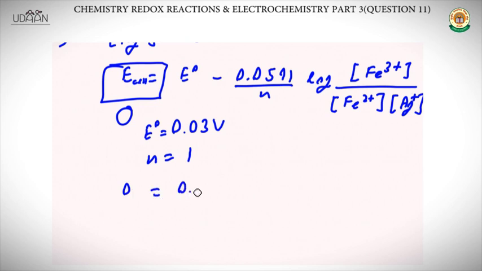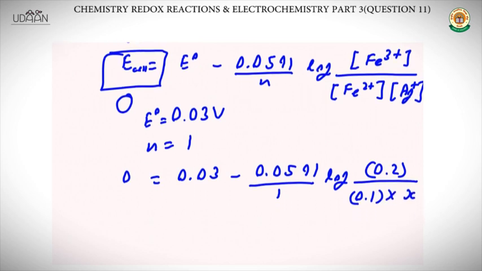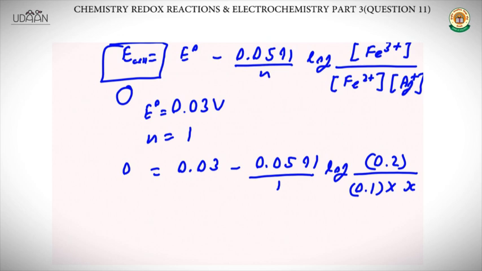So 0 equals 0.03 minus 0.0591 by 1 log of 0.2, which is given in the question, by 0.1 into x, which we have assumed to be x. Now we'll solve this equation. This is simple calculation, not even mathematics. Now from this we can calculate the value of x.